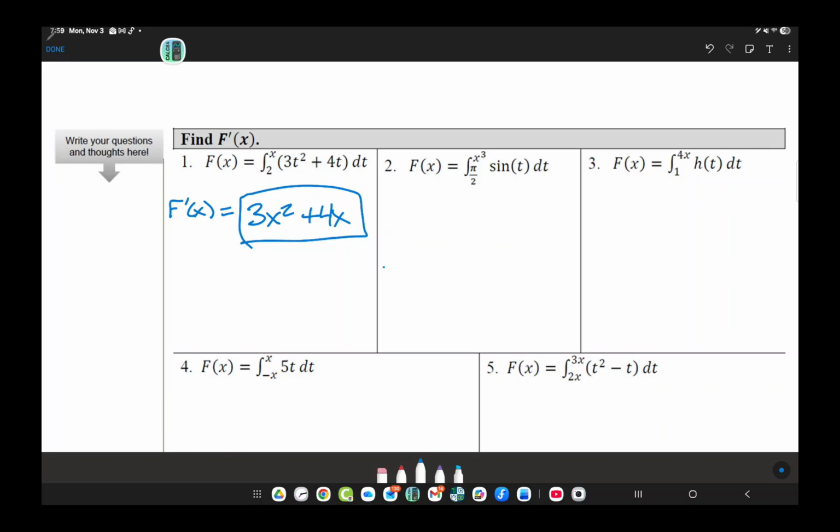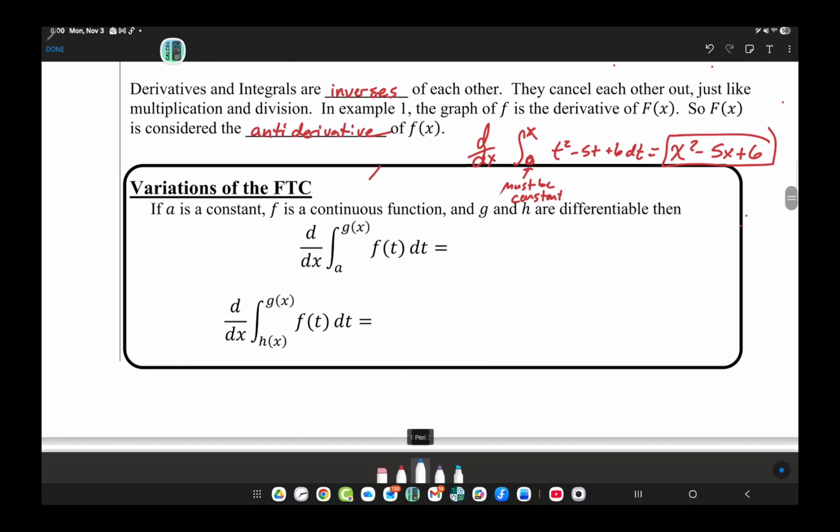Now, the real fun stuff is what happens when your upper bound isn't just x? What if it is a function? What do you think you're going to do? I have a guess. We're taking derivatives, and I have a function within a function. What do we do when we have functions within functions? Chain rule. So going back to your previous page, if my upper bound is a function, we are going to plug it in, f of g of x. That is going to be part of it. We do plug it into the function, times the derivative of my upper bound.